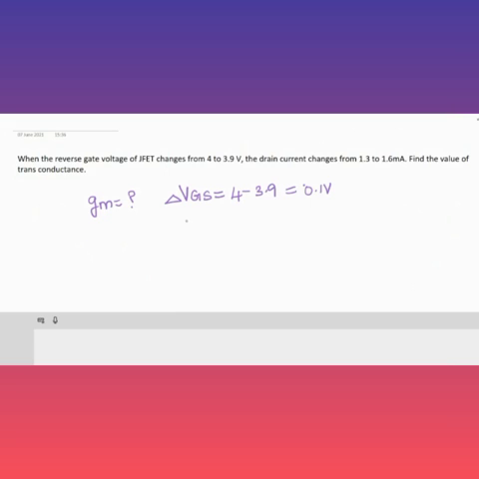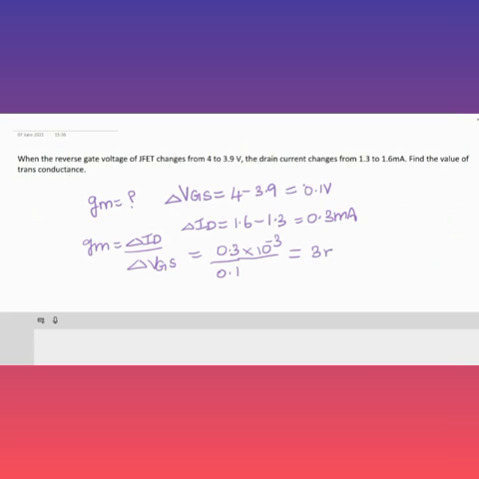Similarly, my drain current del ID is equal to 1.6 minus 1.3. So I will be getting 0.3 milliamps. When I get all these values, I'm going to substitute in my gm. My gm is nothing but del ID by del VGS. So that is equal to 0.3 by 0.1. So my final answer, 0.3 into 10 to the power minus 3. So my final answer will be 3 millimho. Why am I putting mho? Because this is the unit for my transconductance.